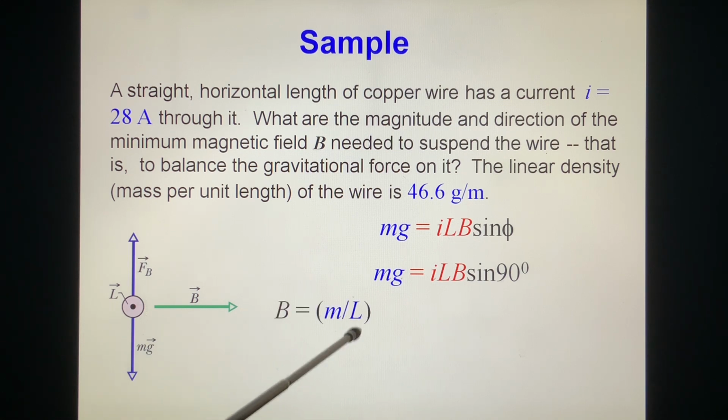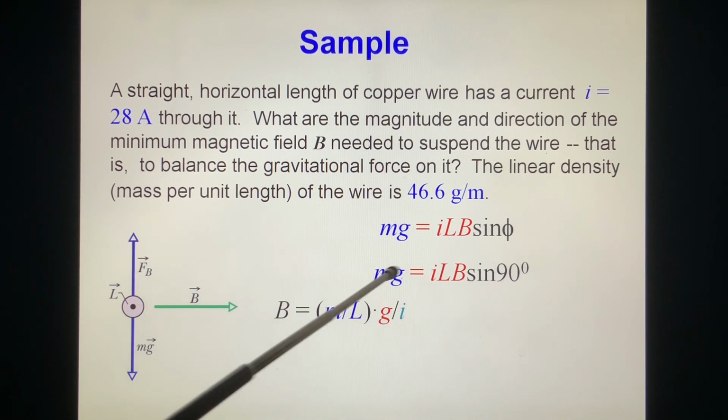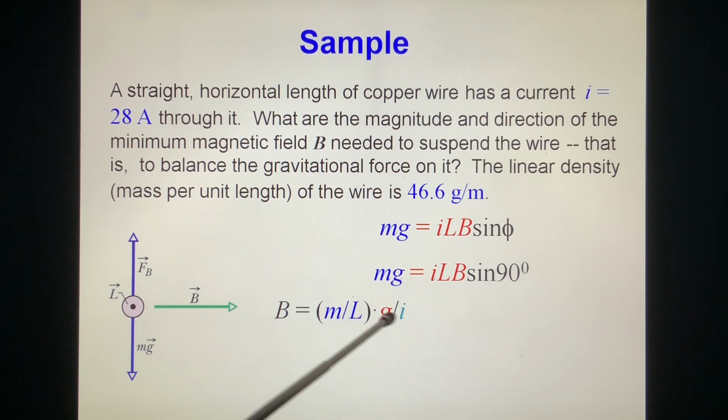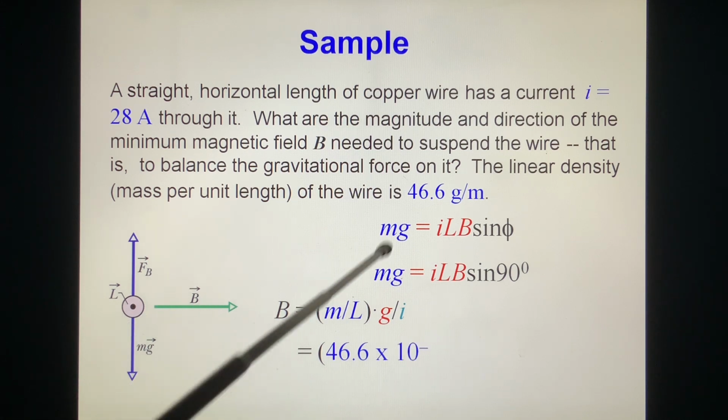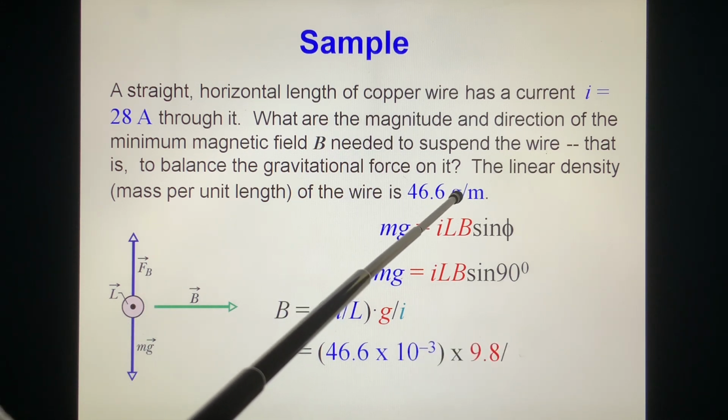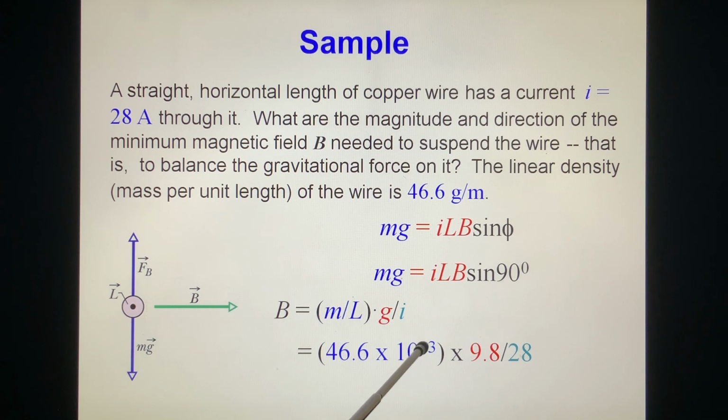Then, very simple, B equal to mg over I L, and m over L, let me see, this is m over L. m over L is 46.6 grams per meter. Remember, we have to use the unit kilogram. So we must use 10 to the minus 3. Okay, and we get the answer.